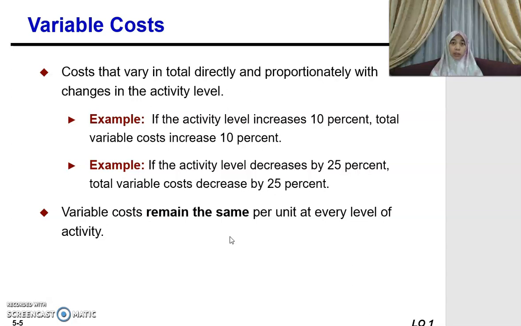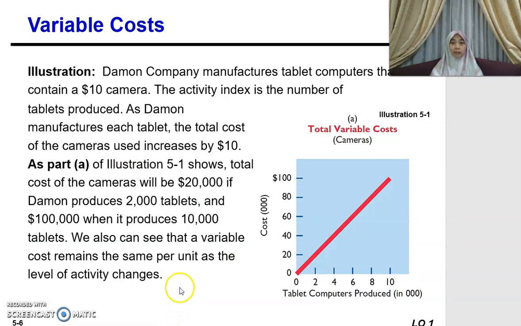How does the cost behave when there are any changes in the level of activity? For example, Diamond Company manufactures tablet computers that contain a 10 ringgit camera. The activity index is the number of tablets produced. So here you can see how you are producing tablet computers, and in that computer you will have a camera. The cost of that camera is 10 ringgit per unit.